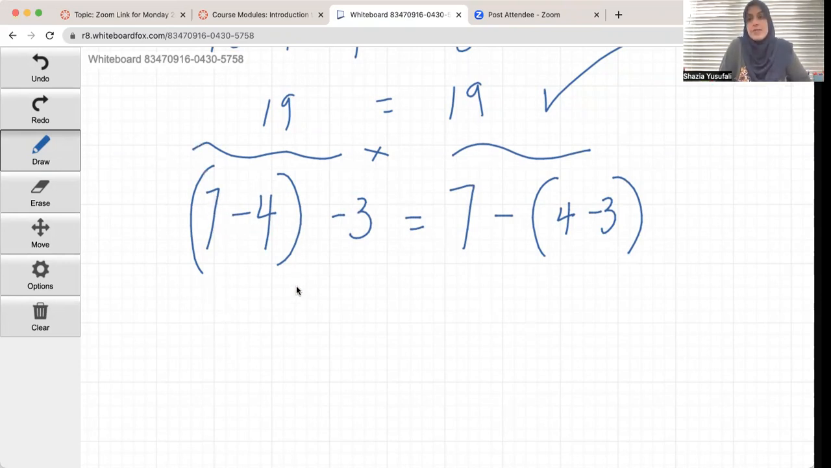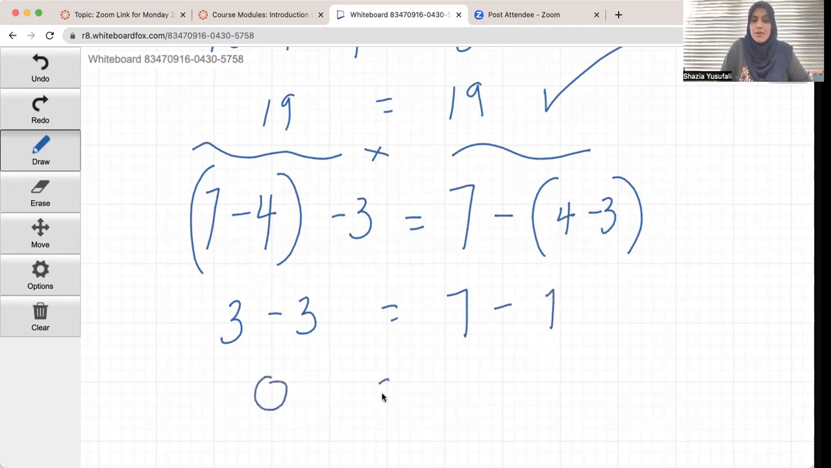7 minus 4, right? So 4, 5, 6, 7. I get a 3. And then minus 3 is 0. Now 4 minus 3 is a 1, right? 7 minus 1 is a 6. Guess what? They are not equal. Therefore, subtraction does not have an associative property.